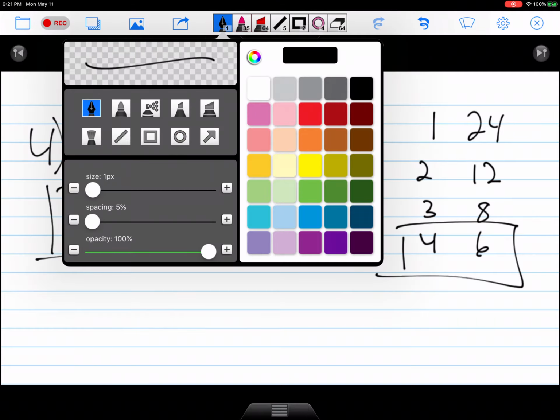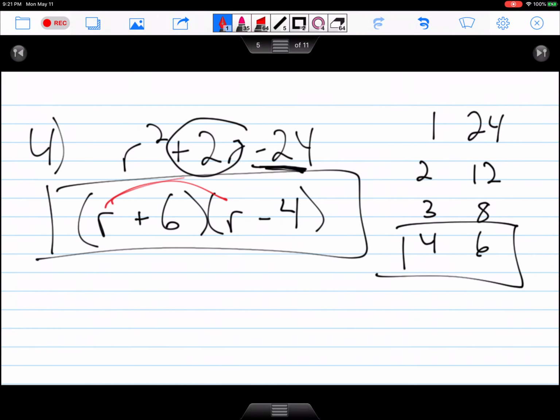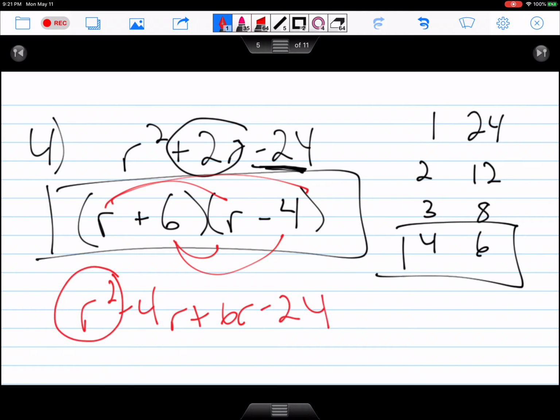Let's check it with our distribution. This will probably be the last one we check. We got r squared minus 4r, and I got a 6r minus 24. So here's my r squared. Here's my 2r. Here's my negative 24. We did it. Let's keep them going, guys.